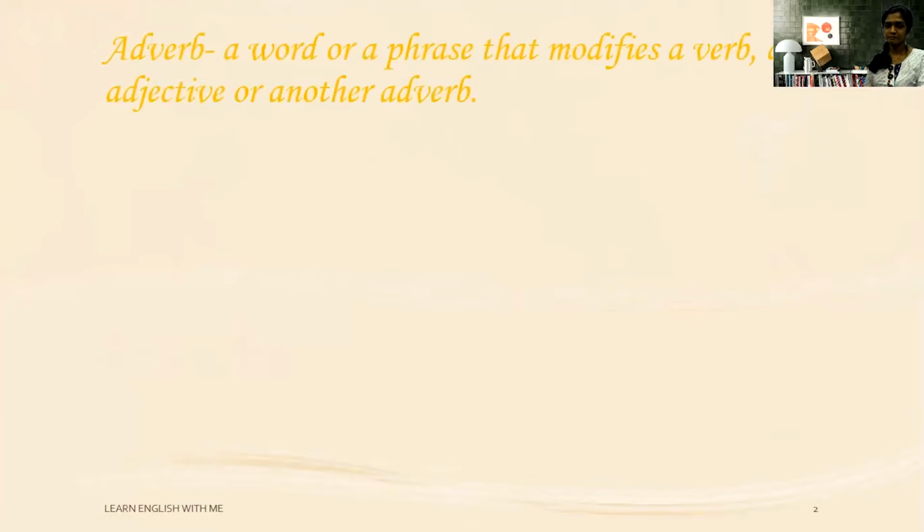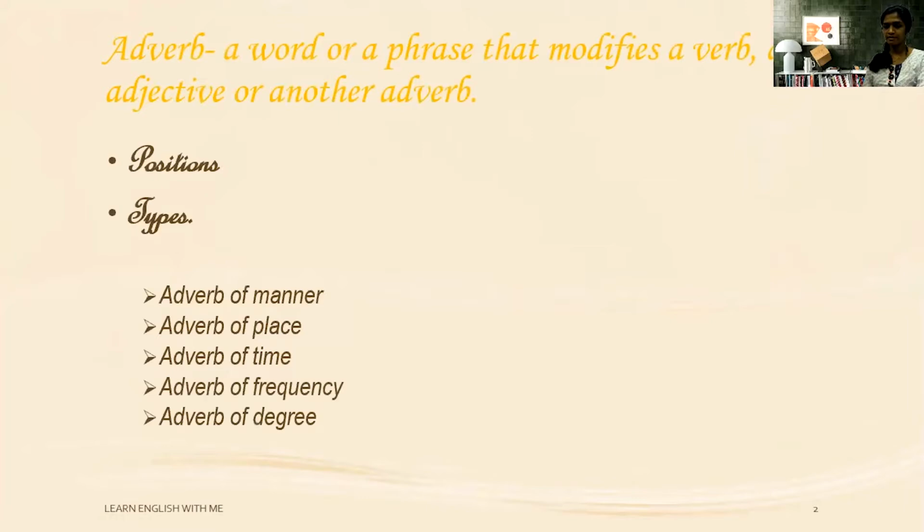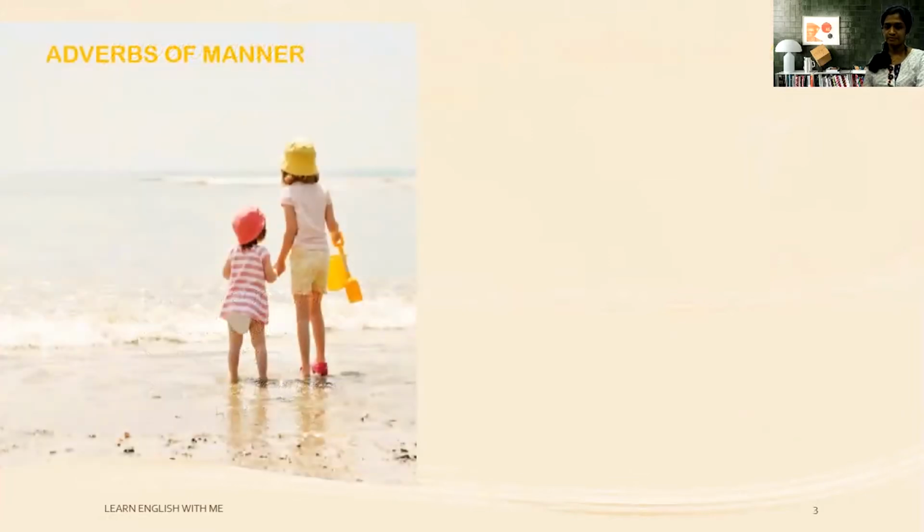So, what are adverbs? Basically, an adverb is a word or a phrase that modifies a verb, an adjective, or another adverb. And the things we're going to focus on today are the positions of each adverb and their main types. There are five main types: adverbs of manner, place, time, frequency, and degree.